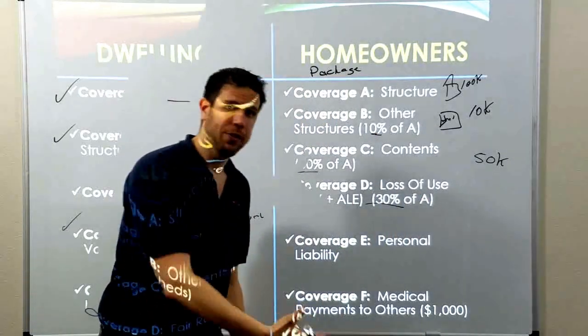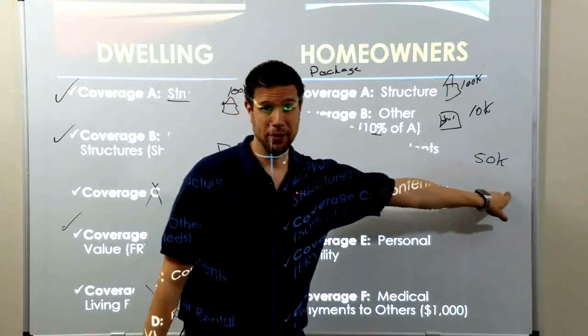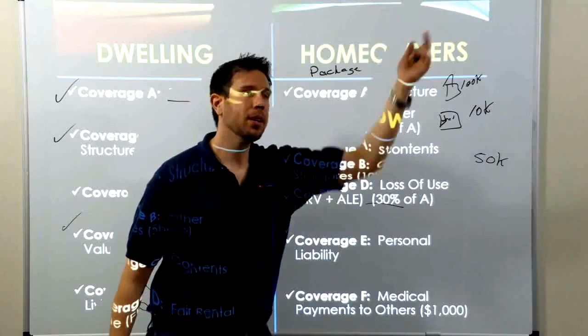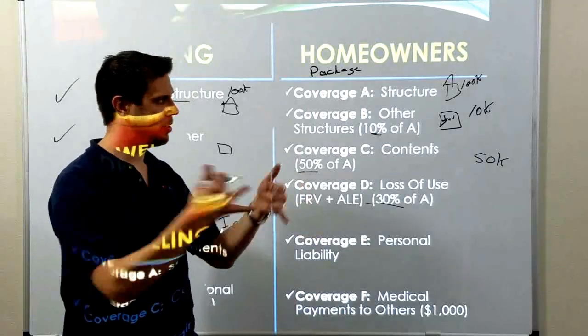What if I don't have $50,000 worth of stuff? Well, under homeowners, I'm still going to get the coverage. Well, what if I have more than $50,000? I can always go up. Homeowners has minimum floors that you can't go under because it's a package policy.